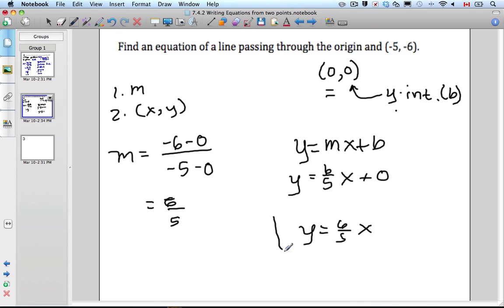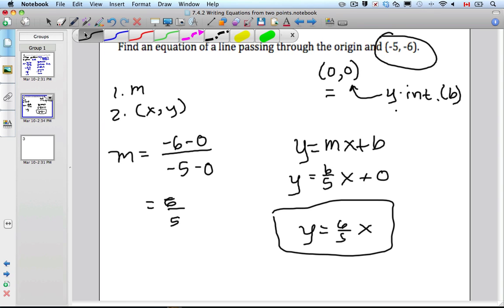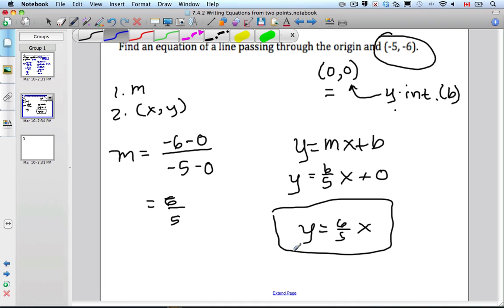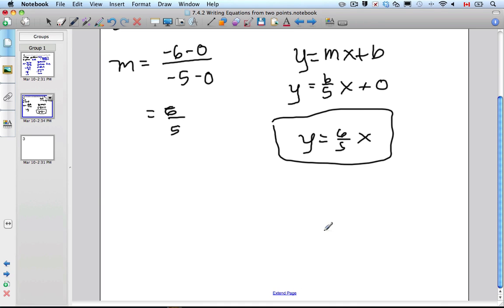Do we want to check this? Sure, because maybe I'm not quite believing that that's correct. Let's check it with this point. Good idea. Instead of y, we'll put in the point -6. And instead of x, put in -5. So we want to know, does this side equal that side?